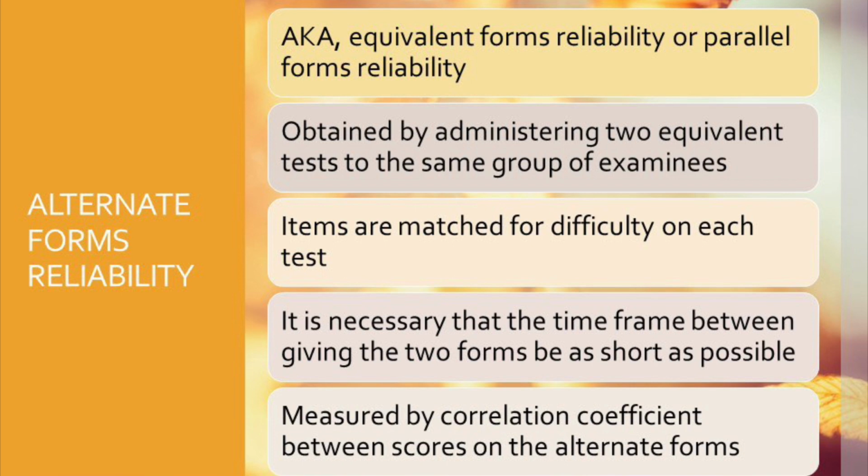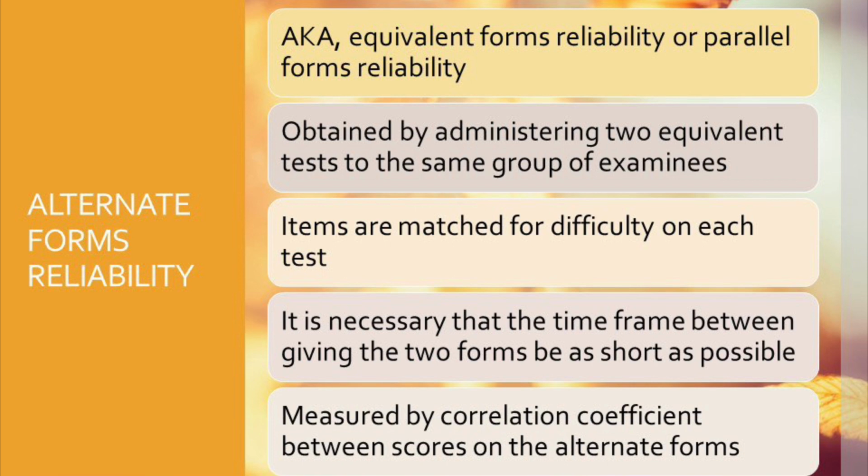Alternate forms reliability is obtained by administering two equivalent tests to the same group of test takers. To reduce the risk of changes in environment, energy level, or other factors, it's really important that the time frame between giving those two tests be as short as possible. The items on each test are matched for difficulty, and alternate forms reliability is then measured by the correlation coefficient between scores on the alternate forms.